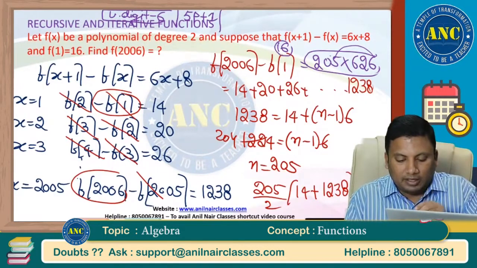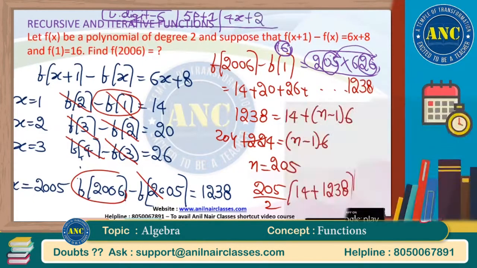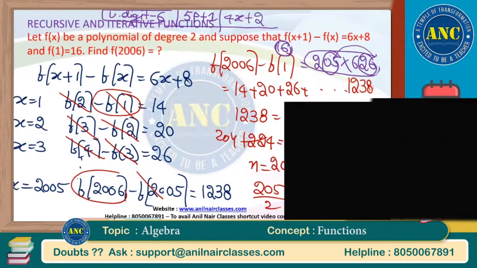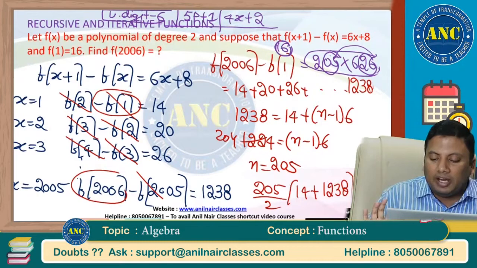Next, these are divisible by 4. This gives a remainder 1. This gives a remainder 2. So answer should be, when divided by 4, it gives a remainder 2. You can check any of these divisibility rules or the unit digit logic. Kindly do not multiply and waste your time.